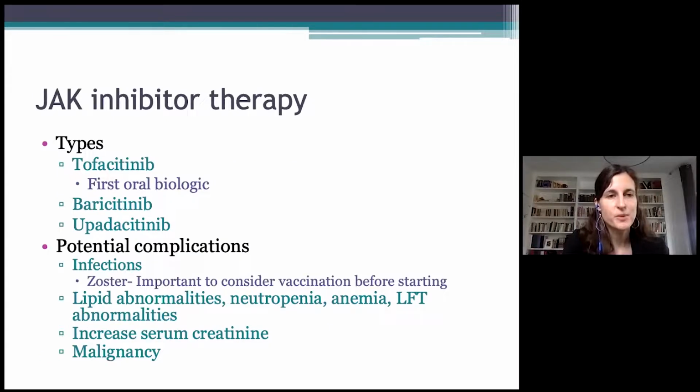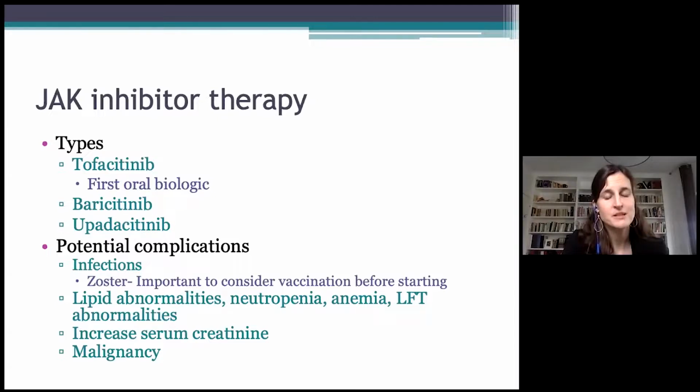JAK inhibitor therapy is another class of medications that we have been starting to use increasingly. Tofacitinib is the first oral biologic, so that has been attractive to some of our patients who want to avoid the needle, understandably. Baricitinib and upadacitinib have recently been approved as well for use in RA. Potential complications, again, include infections, but in particular here, we see an increased risk of zoster. So it's important to consider vaccination before starting JAK inhibitor therapy.